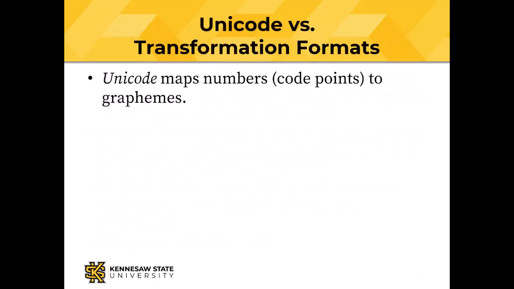The winner of those several development programs was something that is now called Unicode. Unicode maps numbers, and we call those numbers code points, to graphemes. When we talk about a Unicode code point, it is a particular number assigned to a particular grapheme, almost exactly like the number 1 is assigned to the letter A. They didn't assign 1 to A, but it's exactly the same principle.